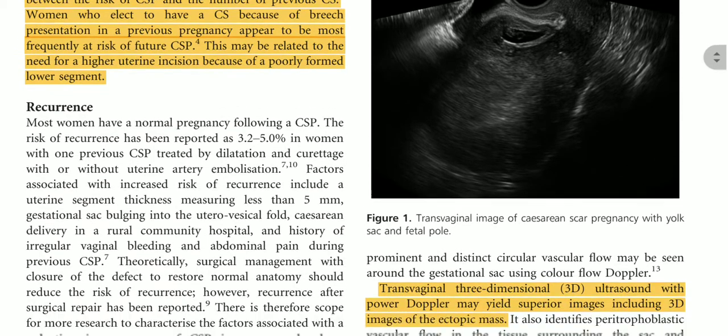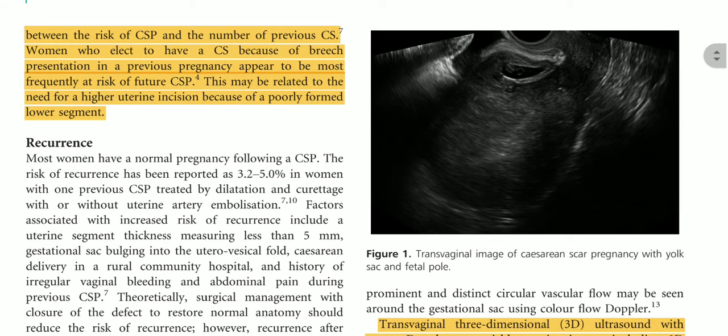Okay, in the figure you can see the transvaginal image of the cesarean scar pregnancy with a yolk sac and fetal pole. You can see that.